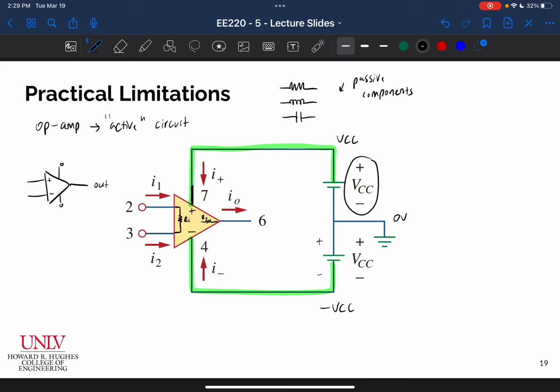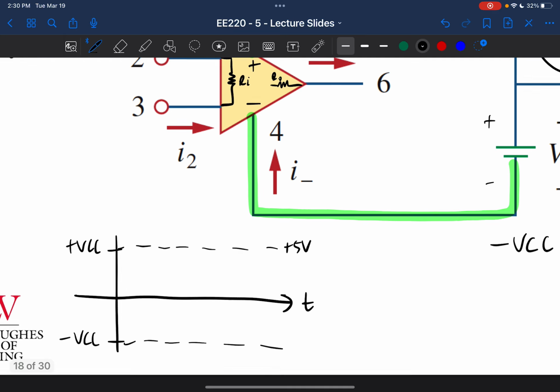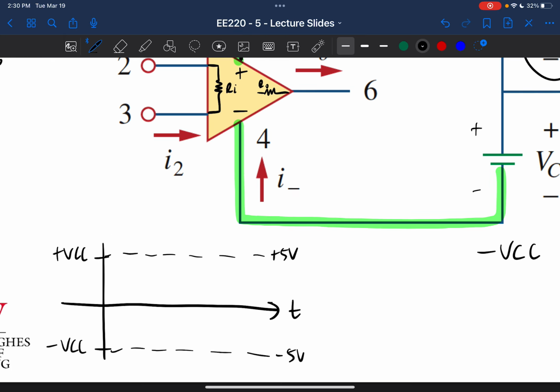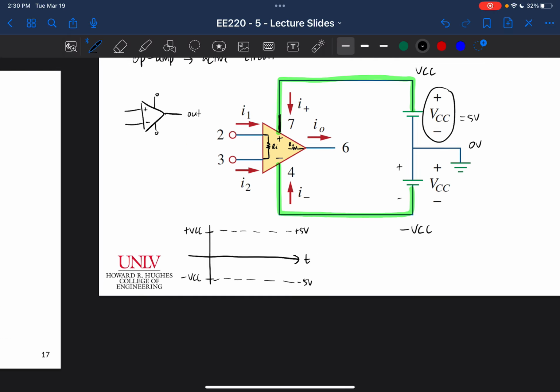So I'm powering this op amp, and my rails, if I were looking at this with respect to time, I'd have a rail at plus VCC and a rail at minus VCC, and they're saying that I will not be able to get an output that is outside of these rails. My outputs will have to be somewhere in this region between negative VCC and positive VCC. So if VCC was 5 volts, then this would be plus 5 volts and minus 5 volts. I would not be able to get an output that's outside of those rails, okay?